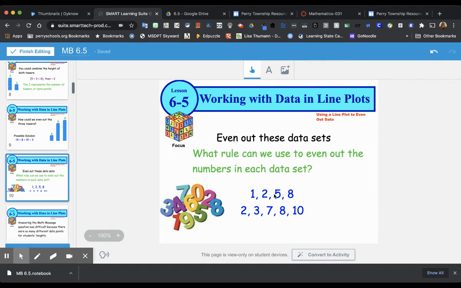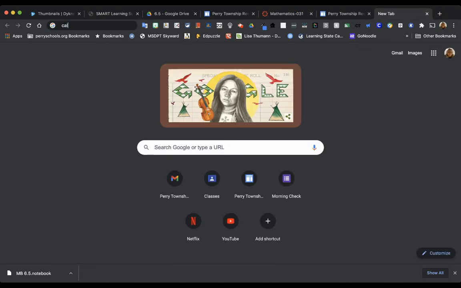Hopefully, you said add all of these numbers up. So 1 plus 2 plus 5 plus 8 plus 2 plus 3 plus 7 plus 8 plus 10. And then to even it out, you want to divide it up evenly by how many groups you have. So we can see that we have 1, 2, 3, 4, 5, 6, 7, 8, 9. So we would take the addition of these and divide it by 9 groups. So why don't we use that calculator again?